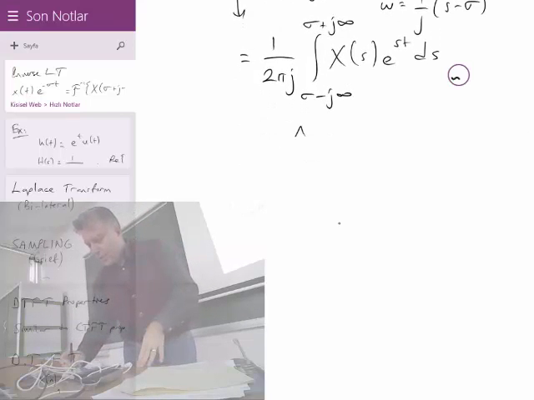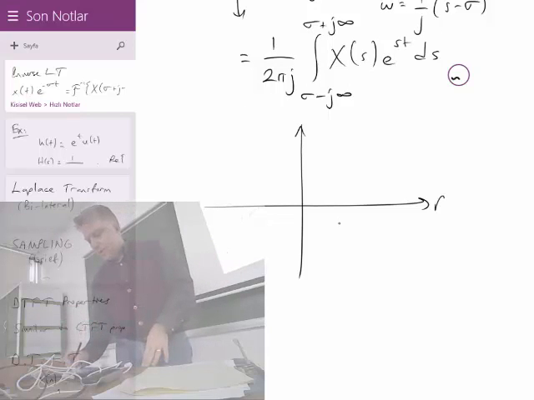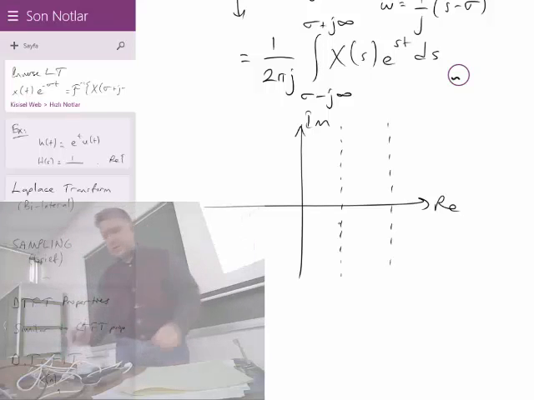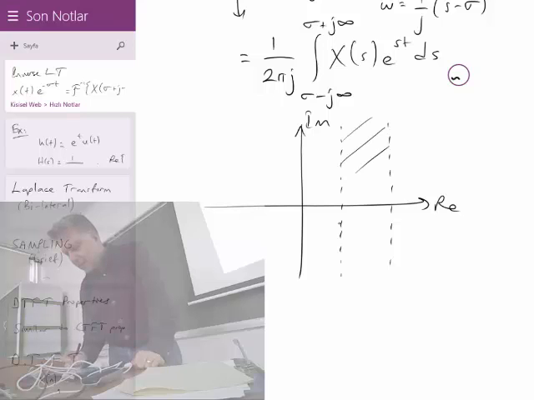Normally, as we know, we have a region of convergence with a real and imaginary axis, and the region of convergence is a stripe. It may be somewhere. I'm just assuming that this is the region of convergence.